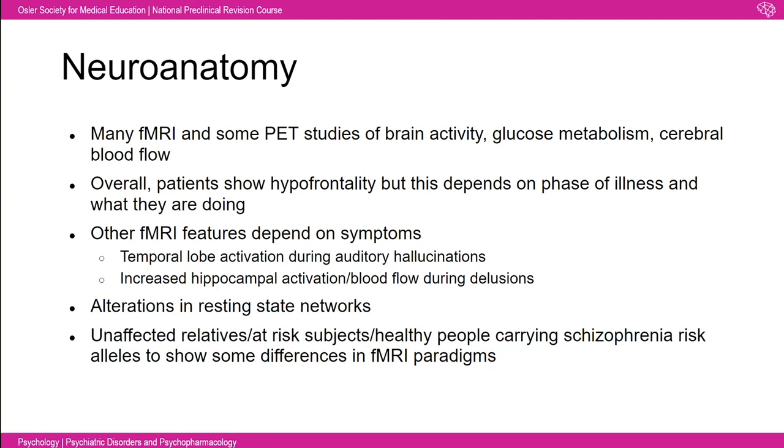From other fMRI features, depending on the symptoms, when somebody is having auditory hallucinations, you can see that in the temporal lobes, which I'm sure you will know is the auditory area of the brain. So you can see that light up as somebody has a hallucination, so it is like they're actually hearing it. And then there's increased hippocampal activation during delusions. And as you know, the hippocampus is involved in memory and the integration of memory. There are also altered resting state networks, and relatives of people who are schizophrenic, and therefore at more risk of being schizophrenic themselves, also have some differences on fMRI as well.